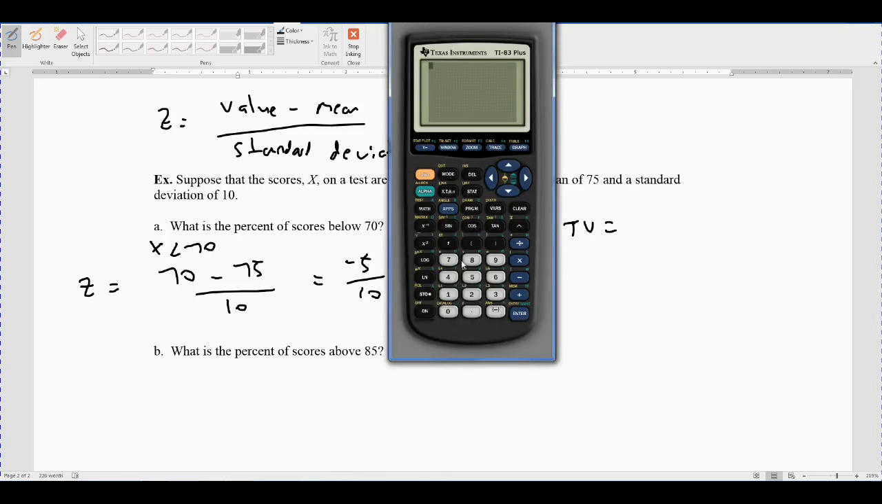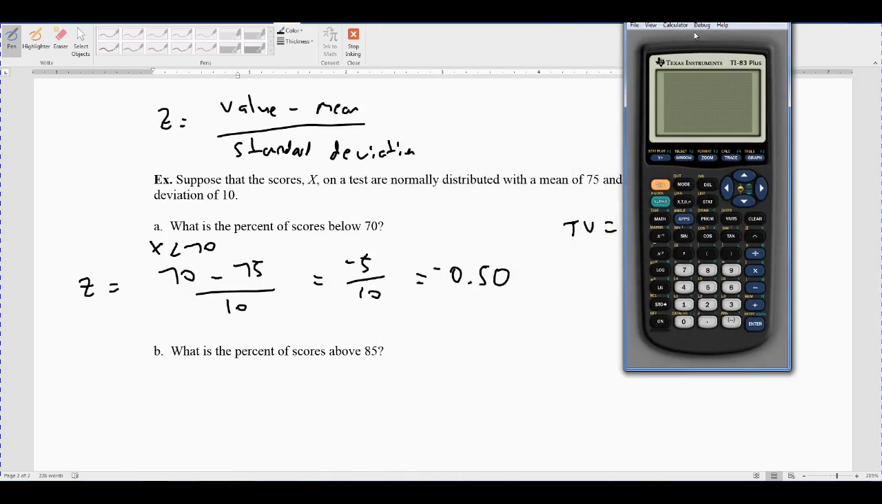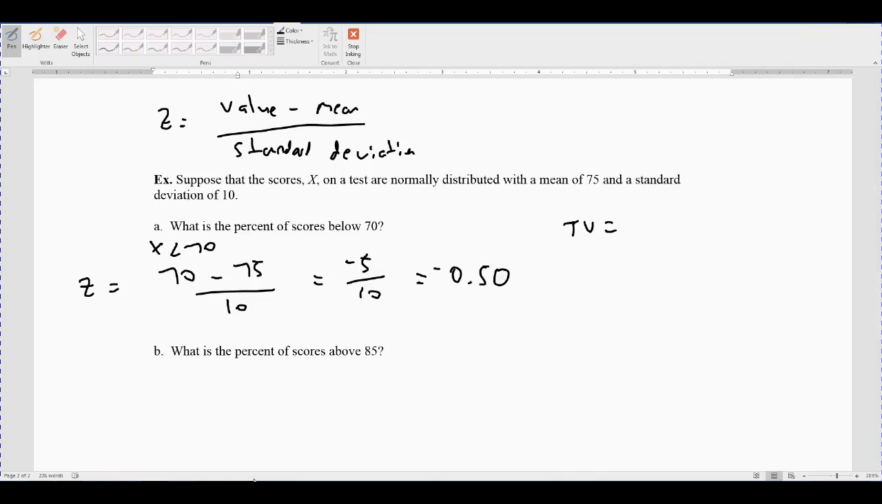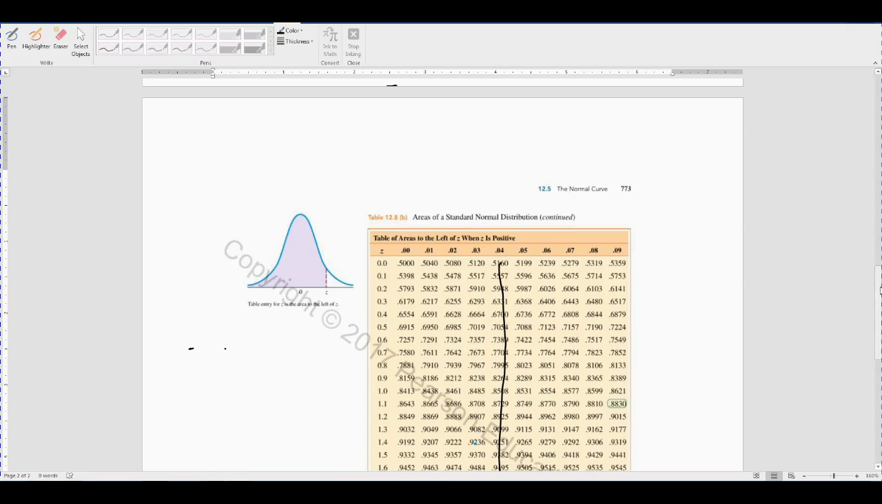And if you want to, it doesn't ever hurt to use the calculator just to make sure. 70 minus 75 divided by 10. We get negative 0.5, which is the same as negative 0.50. So negative, and you go to the negative table.